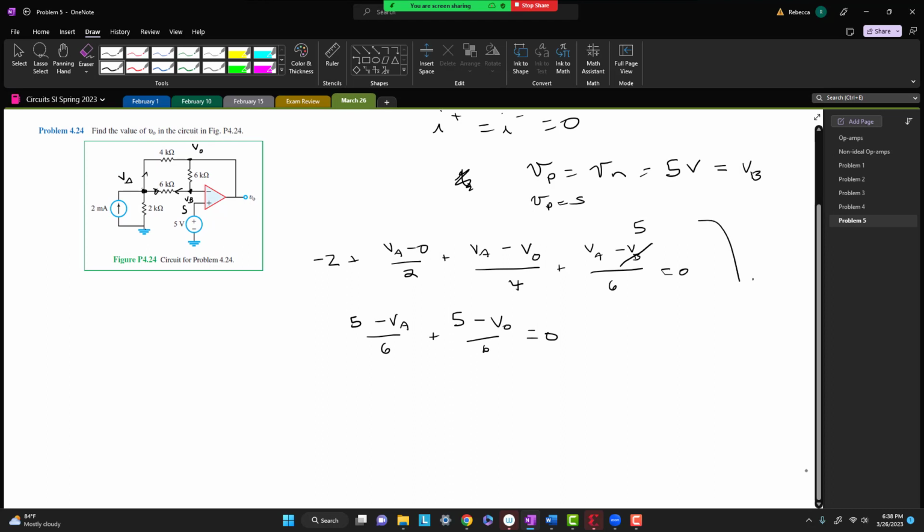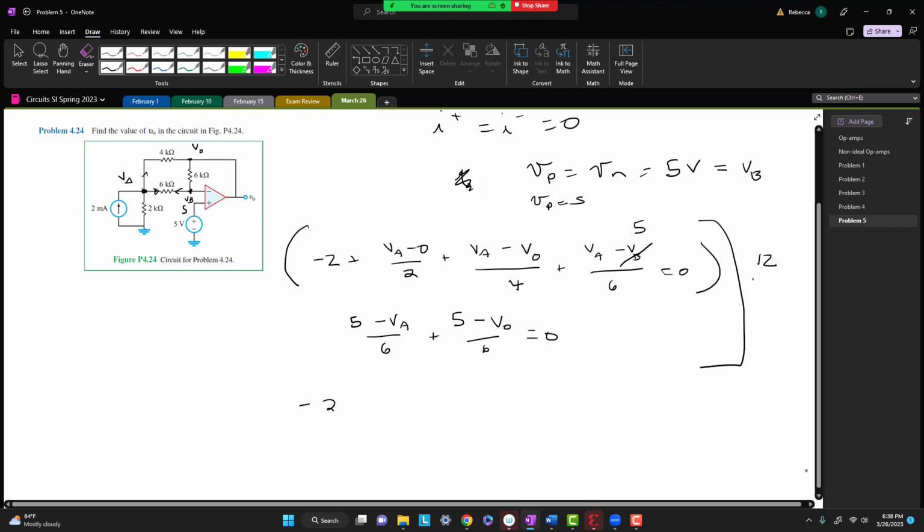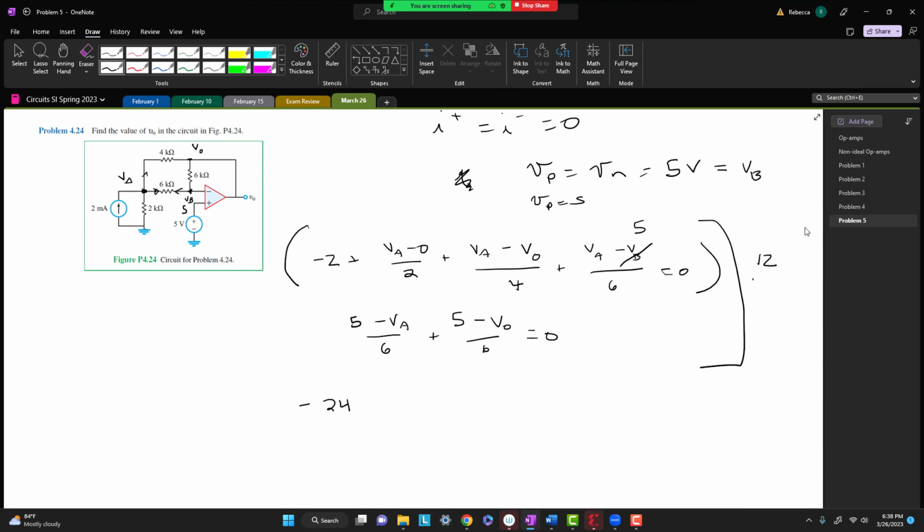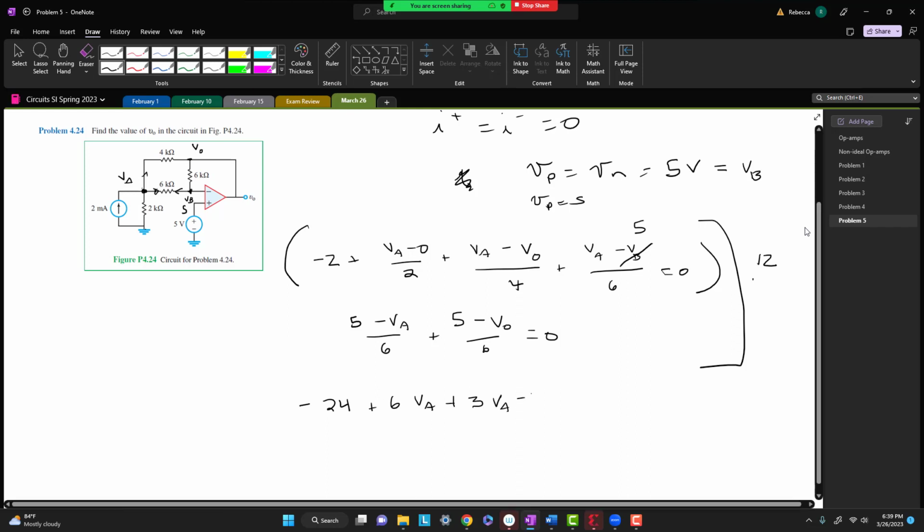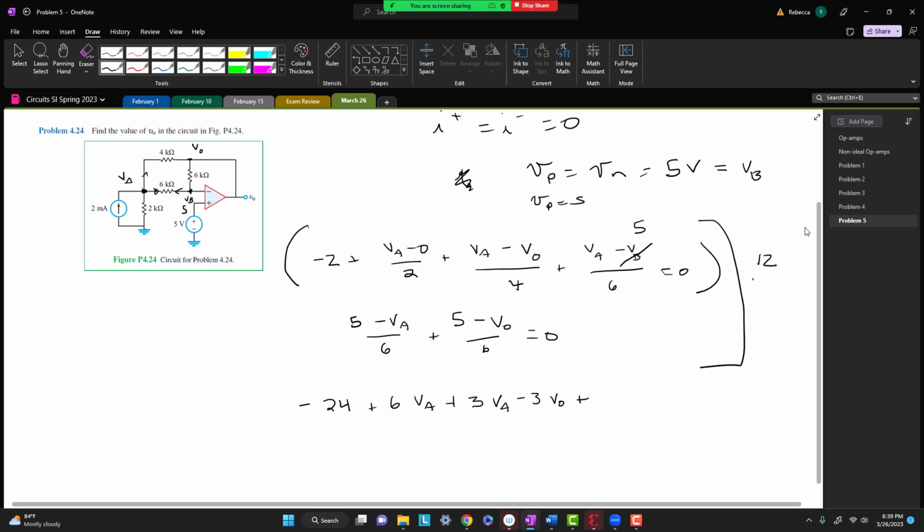Okay, so now I have these two equations. I have 2 equations and 2 unknowns. I will multiply the top equation through by 12 to get rid of the denominators. So I have minus 24, and then 2 cancels with 12 to give 6, so plus 6 VA. 4 cancels with 12 to give 3, so plus 3 VA minus 3 VO. Plus 6 cancels with 12 to give 2, plus 2 VA minus 10 equals 0.